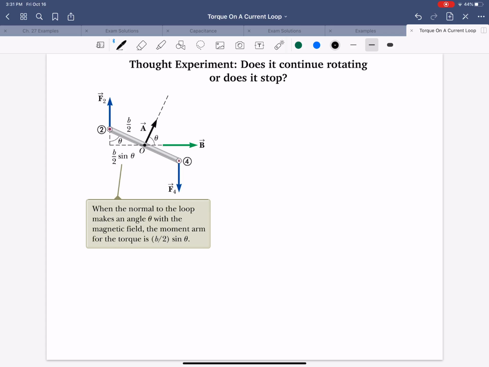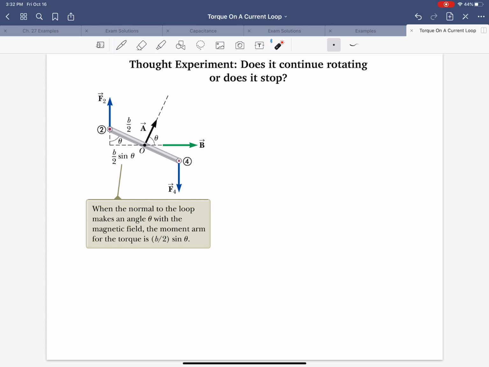All right, so this is the picture that you should recognize from the previous video. We have several things here. We have the area vector, perpendicular to the face, AB. We have loop or segment 2 here coming out of the page towards us. The X means that current in segment 4 is going into the page. So there are two forces, up and down.